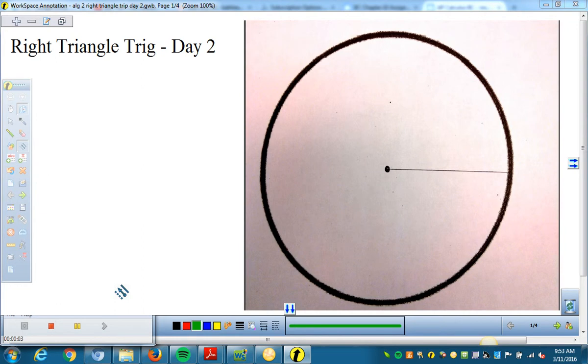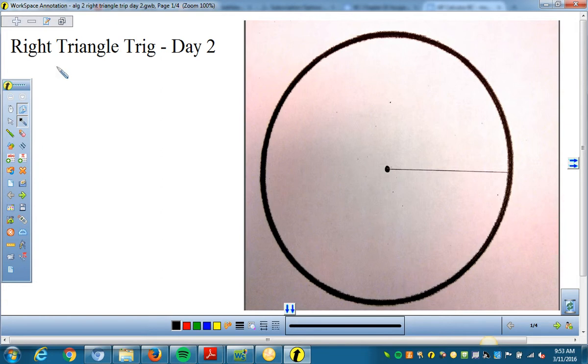We are doing right triangle trig day 2, and we are going to be investigating the unit circle. When we measure the angles around a circle, we use the unit degree. From here on out, there's another measure of angles that sometimes makes it easier to work with, and that measure is called a radian. So we need to find out what a radian means.